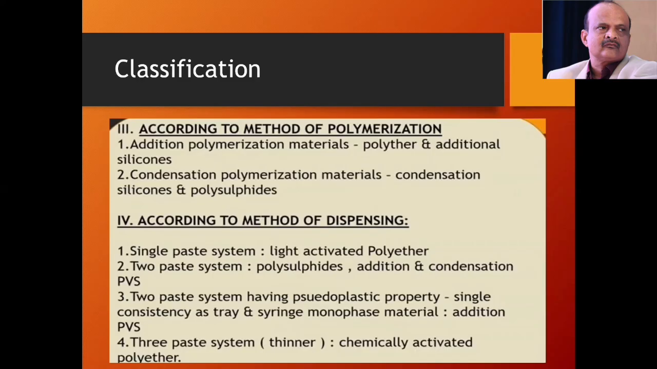Then according to the method of dispensing, they are single phase light activated polyether, two-phase systems like polysulfide, addition and condensation polysilicone, condensation silicones, two-phase systems having pseudo-plastic properties, like single consistency material as a tray and syringe material. This is like a monophase material. Addition silicone is available as a monophase material. Then a three-phase system with a thinner is a chemically activated polyether.